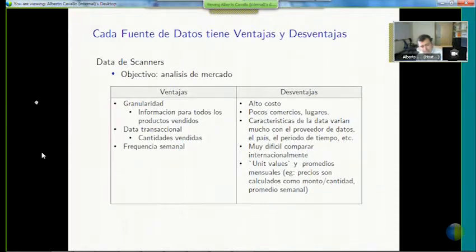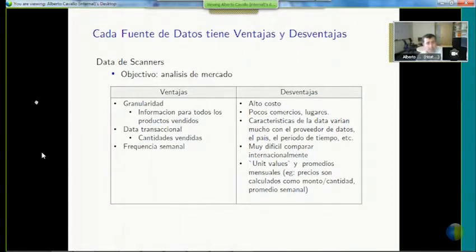So this appeared 10 years ago. This is data from the supermarkets, from when there are purchases. The advantage is the granularity of the data. We have data for all products. We can know how much of each product was sold, and we have high frequency. This is reported every week. What are the disadvantages? Well, there is a high collection cost, and if you want to do this, you have to start as Nielsen, and there's a very small number of places like the IPC.